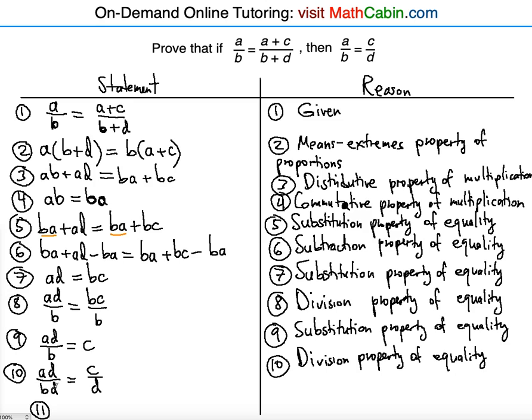And now finally, the 11th step, the last step, is to substitute again. So notice that D over D is 1. 1 times A over B is simply A over B. So we make this substitution is equal to C over D. And we've arrived at the final statement that we needed to prove, right? And the reason for it, of course, is going to be substitution property of equality.